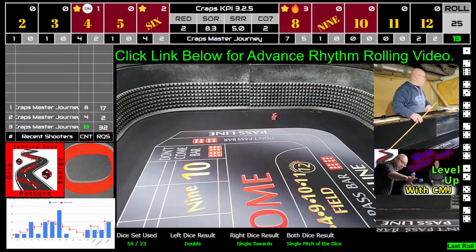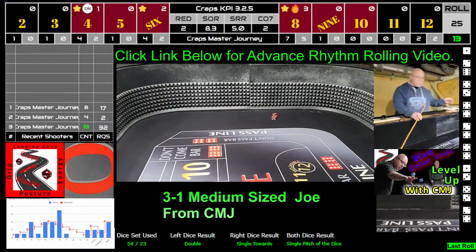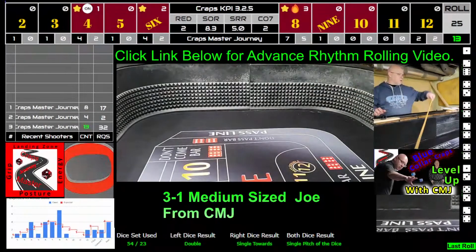Three, 1, 4, winner 4, puck turns off. That is a medium-sized Joe from Craps Master Journey. Bet 4, 2, 3, and 3, 1, 4. Puck turns off. Looking for a new point here.